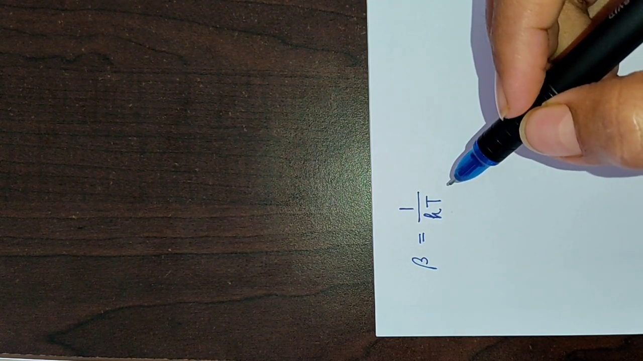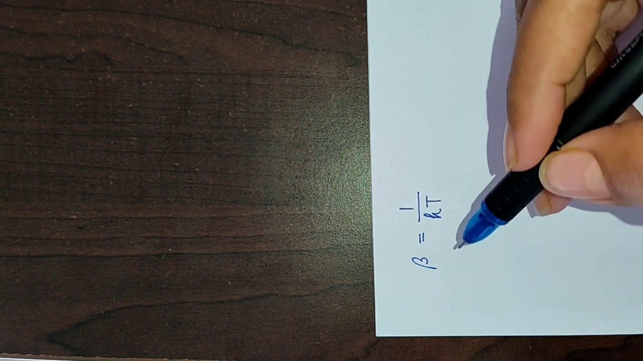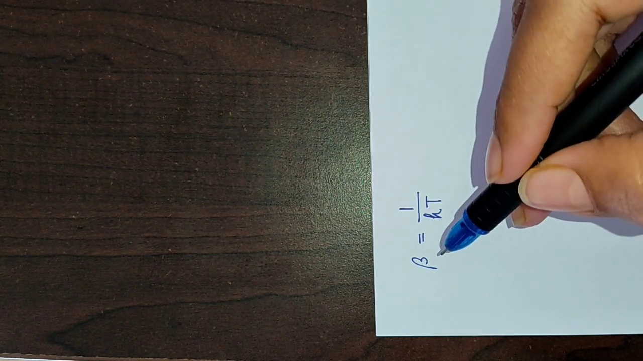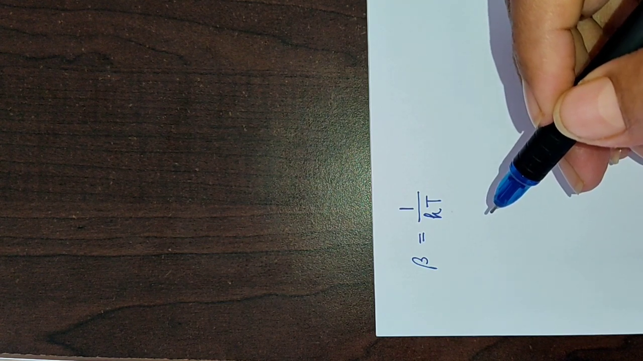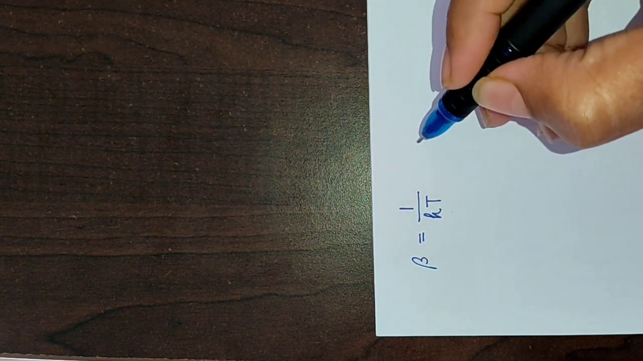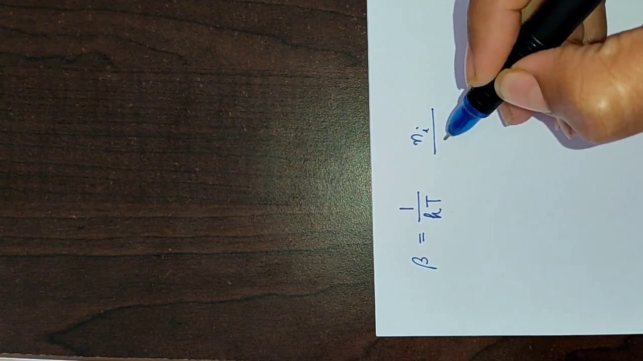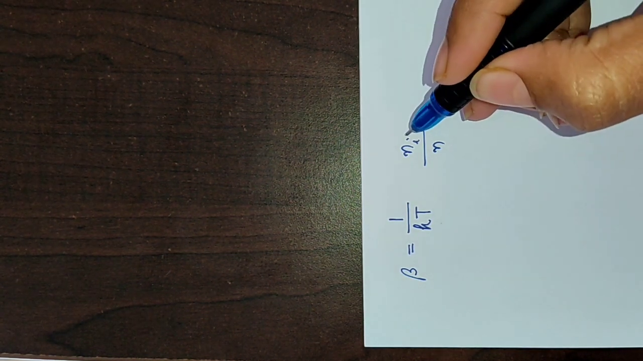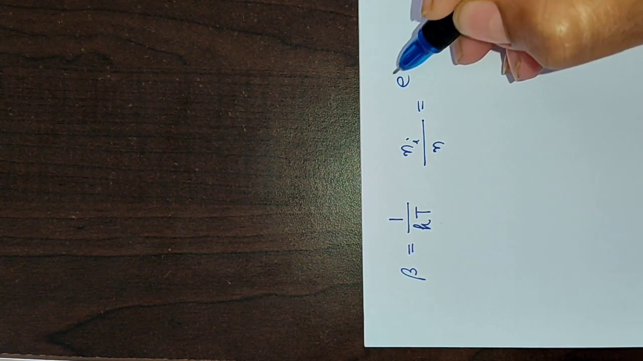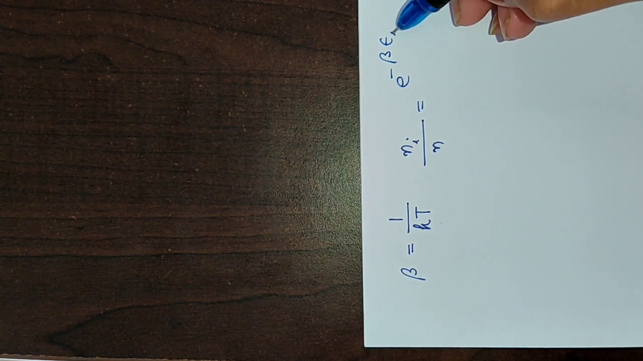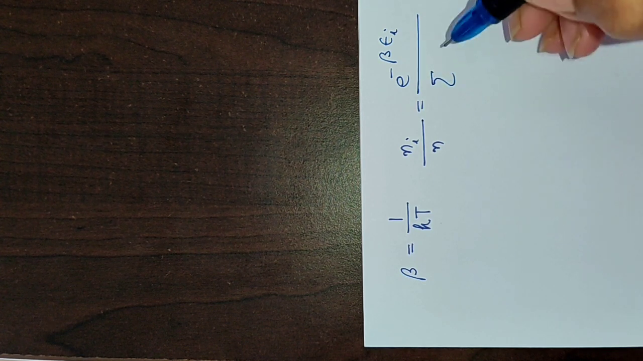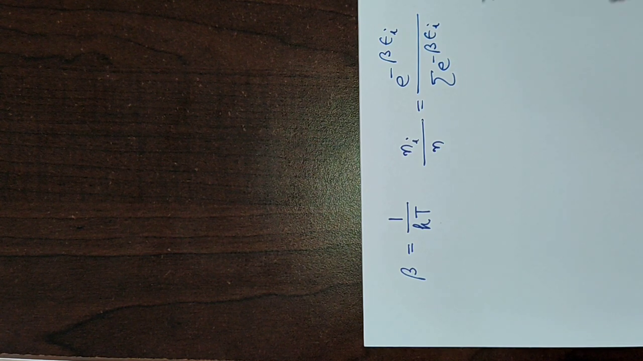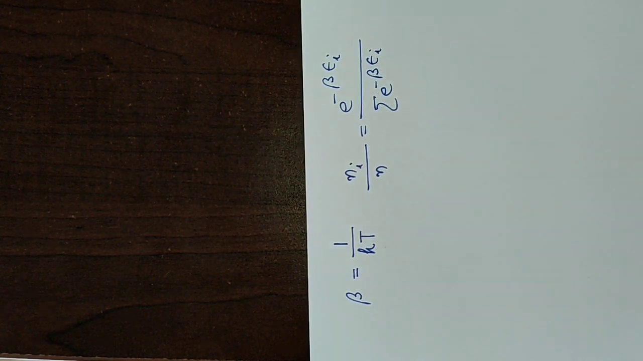So today's topic is derivation of beta equals to 1 by kT, or determination of the value of beta in the Boltzmann distribution law. Now the Boltzmann distribution law was derived in one of the earlier videos, which was Ni upon n equals to e to the power minus beta epsilon I upon summation over e to the power minus beta epsilon I. This is the famous Boltzmann distribution law.